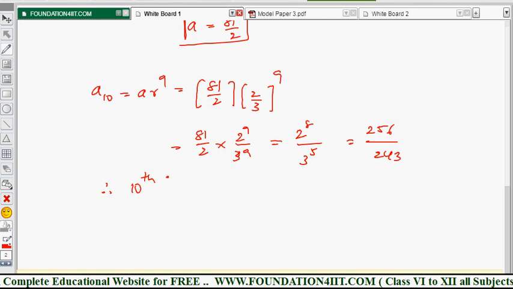Therefore, the 10th term they asked to find out, the 10th term of the GP, geometric progression, is 512 by 243. Here I used calculations. Here 2 power 9 by 2 is 2 power 8, and 81 we can write as 3 power 4. So 3 power 4 by 3 power 9 is 3 power 5 in the denominator. 3 power 5 is 243. Okay, this is the answer.